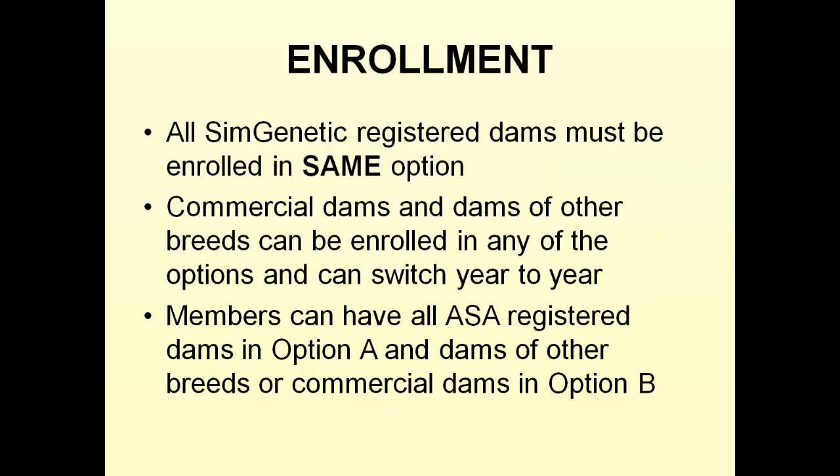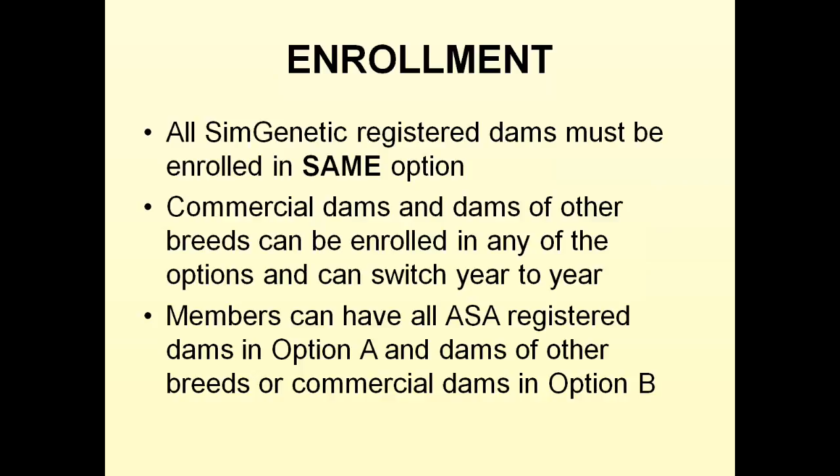Now we're going to talk about enrollment and what it's made up of. All Simmental, SimGenetic registered dams must be enrolled in the same option. We kind of went over this. I try to drill it into your brain because I have a lot of inventories that come across my desk where they'll have 5 Simmental registered females in option A, and then they want to enroll 2 registered Simmental cows in option B. And unfortunately, you either all got to go A, all got to go B, or all got to go C.